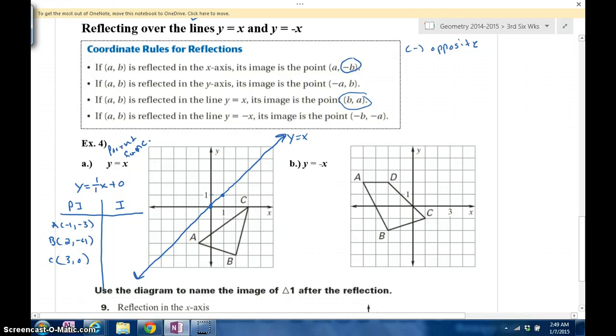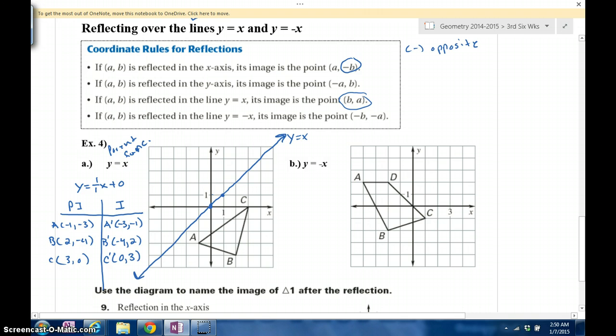So if you follow the rule, all we have to do is switch the x and the y, or the a and the b. So for A prime, all we're going to do is move -3 to the first spot, and then -1 to the back spot. Same thing with the other coordinates. -4 will be in the x spot, 2 will be in the y spot. For C prime, 0 will be in the x spot, and 3 will be in the y spot.